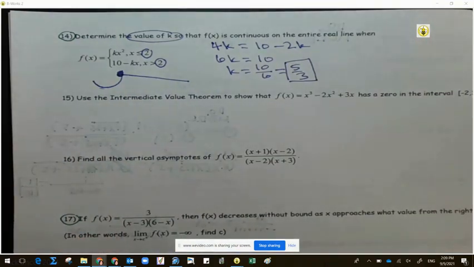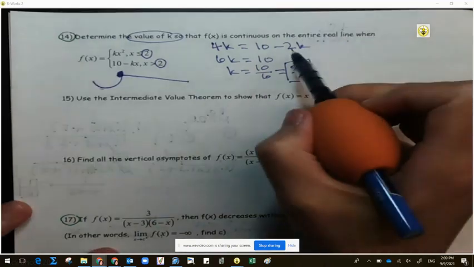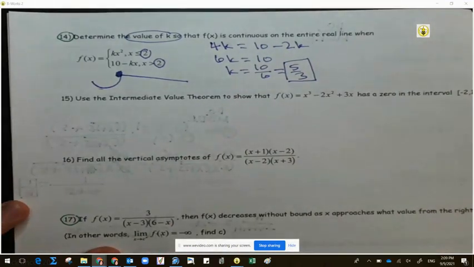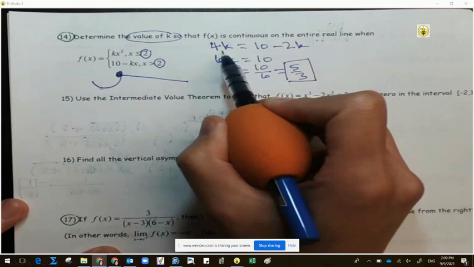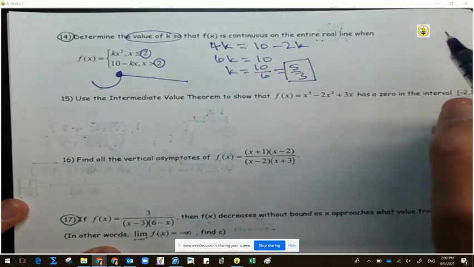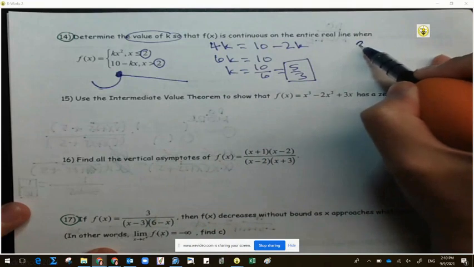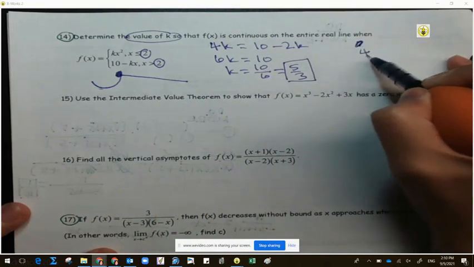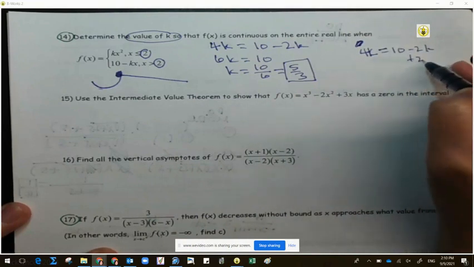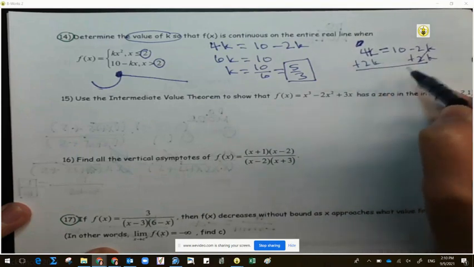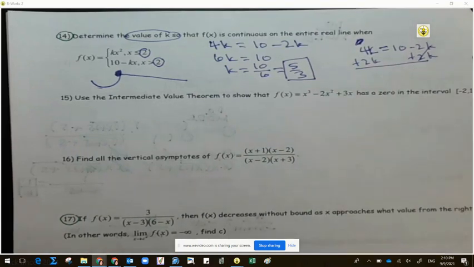Yes, sir. Where'd you get the 6k from? 6k came from plus 2k on both sides. We were solving for one variable. You add 2k. Watch this. Instead of it being k, think of it as x. So we got 4k is equal to 10 minus 2k. Add 2k on both sides. 2k plus 4k. Are we good? No, we're not. That's okay.